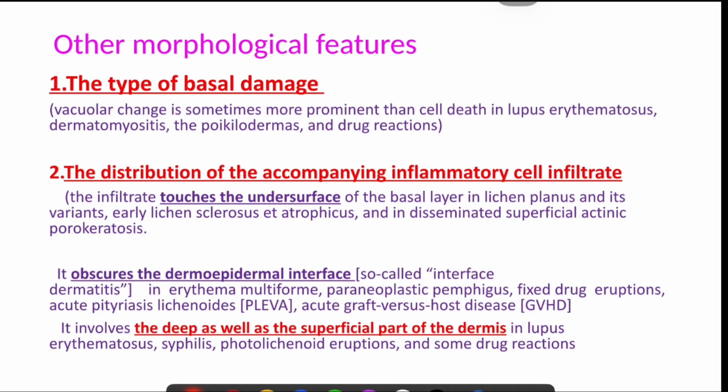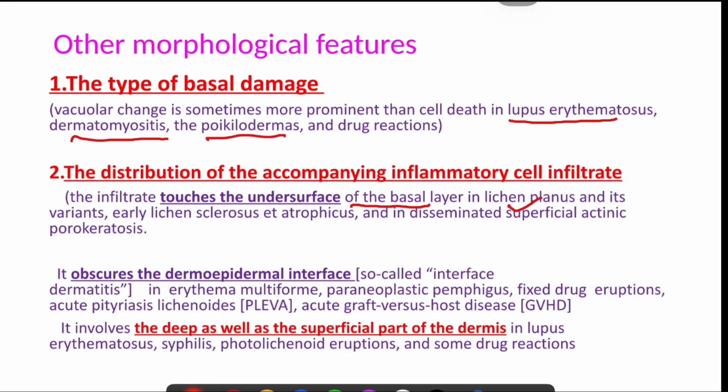Now, what are the other features in this lichenoid reaction pattern? The type of basal damage where vacuolar change is sometimes more prominent than cell death is seen in lupus erythematosus, dermatomyositis, myositis, poikilodermas and drug reaction. And then the distribution of accompanying inflammatory cells. If the infiltrate touches the under surface of the basal layer, it is in lichen planus and its variants, early lichen sclerosus et atrophicus and disseminated superficial actinic porokeratosis.